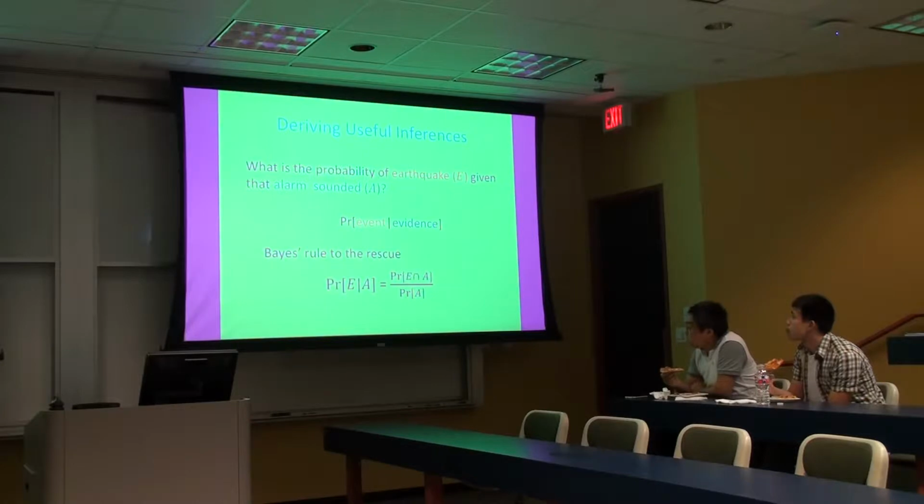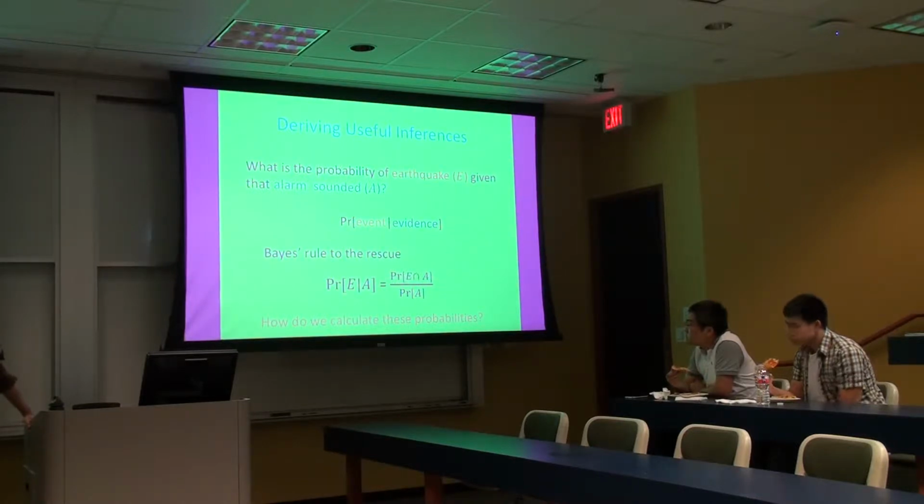So how do we do this? Well, we go all the way back to the 1700s and go to Bayes. The Bayes rule tells us that we can calculate the probability of E given A. E is what I'm using for earthquake, A for alarm sounding. It's the probability of E and A divided by the probability of A. So how do we calculate these probabilities?